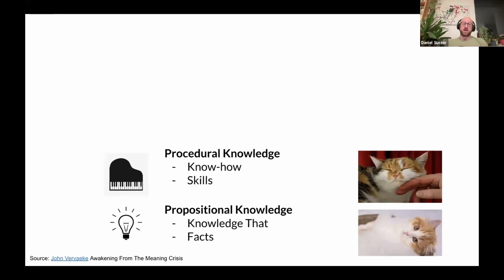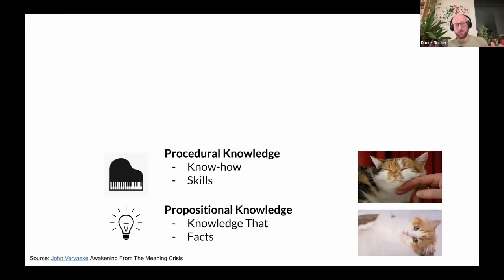So the way we teach procedural knowledge, the way we teach skills, is different to the way we teach facts, right? How do we teach procedural knowledge? By doing, right? Or some sort of practice. Try it, you get some feedback, and you hone a skill, okay?